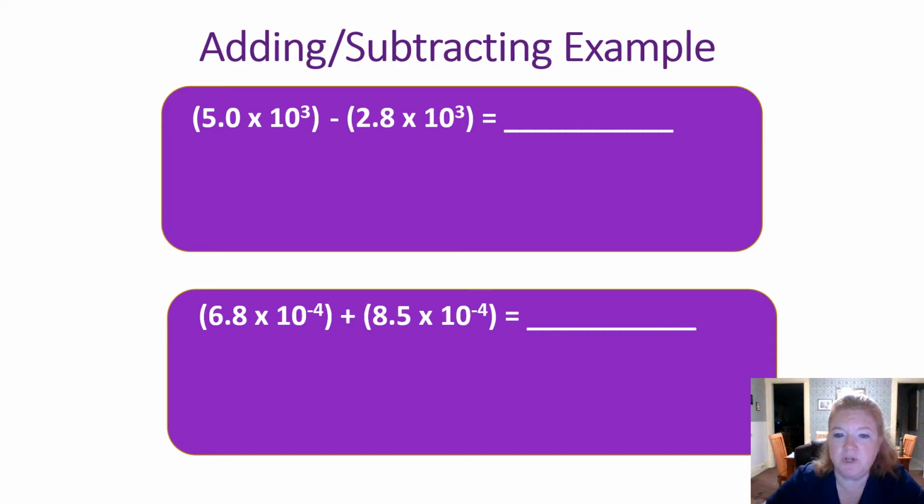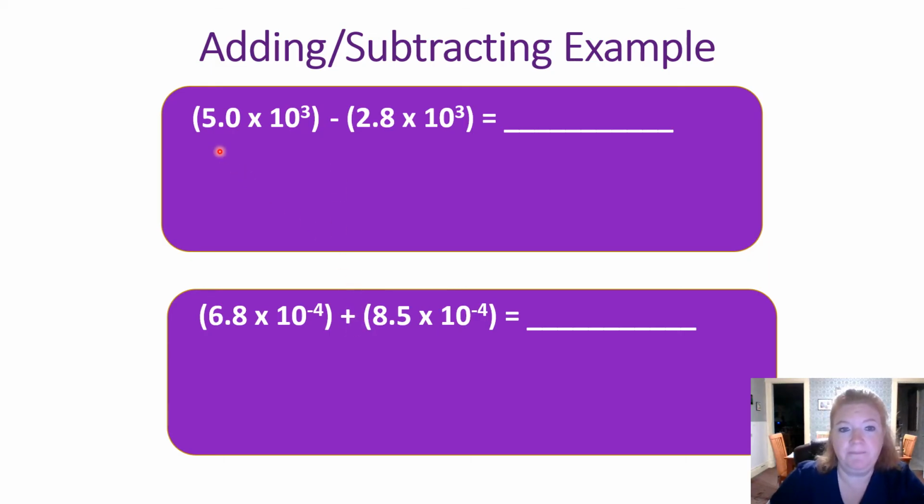So adding and subtracting, I have to have exponents that are the same. So see, this is times 10 to the 3, times 10 to the 3. Beautiful, I can add them. 10 to the negative 4, 10 to the negative 4. Beautiful, I can add them. But I'm not adding for both. I can subtract. So this one I can subtract, this one I can add.